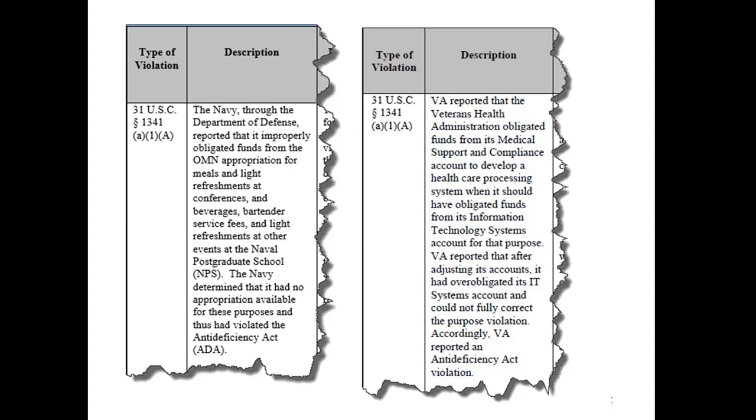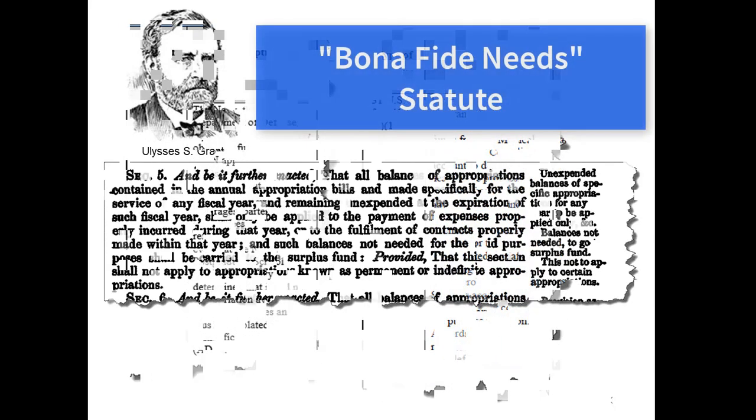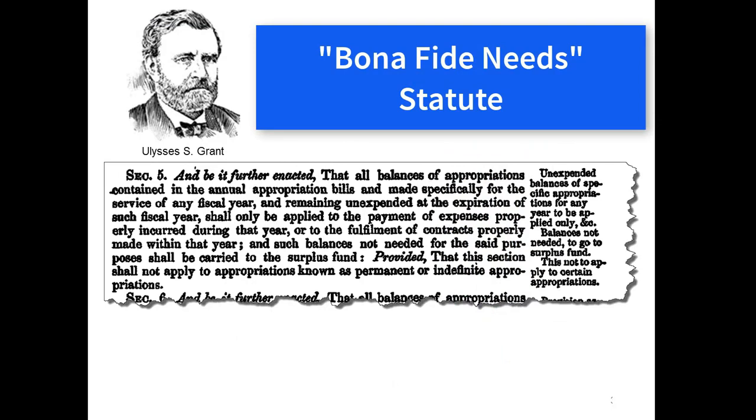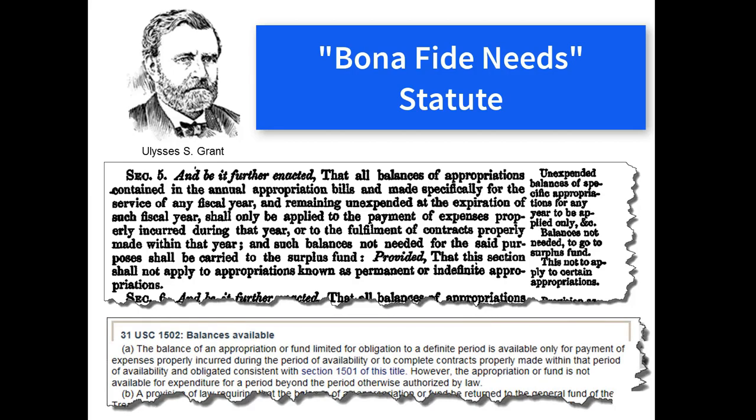The second statute we need to look at is the Bona Fide Needs Statute. At the same time as the original Anti-Deficiency Act in 1870, this language was enacted in response to the improper use by the executive branch of unexpended balances which had accumulated during the Civil War. Congress wanted to ensure that appropriations were applied only for genuine needs of the fiscal year for which the appropriation was made. The term bona fide means genuine or real. Here you can see the current codified version in Section 1502 of Title 31.